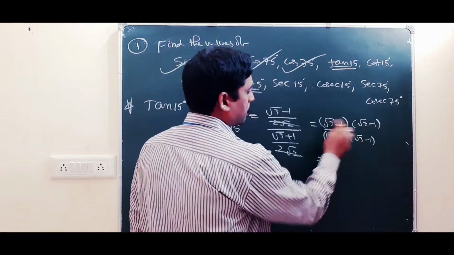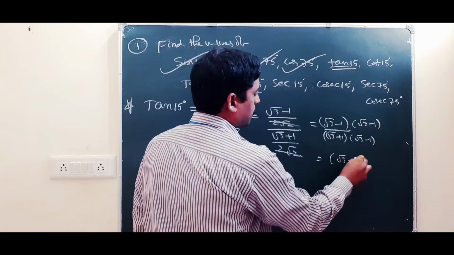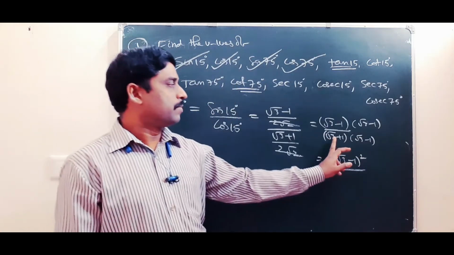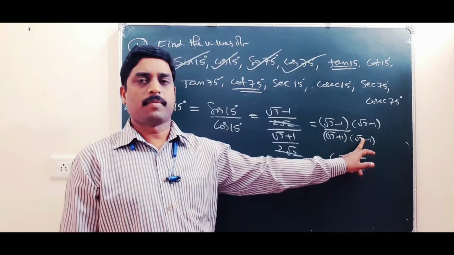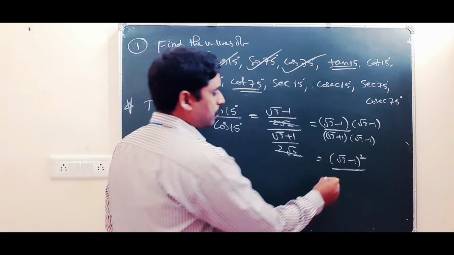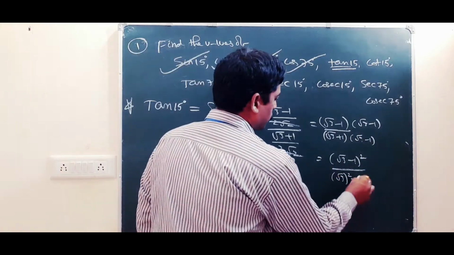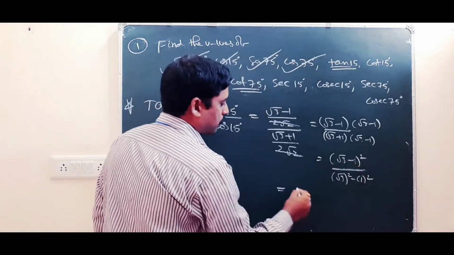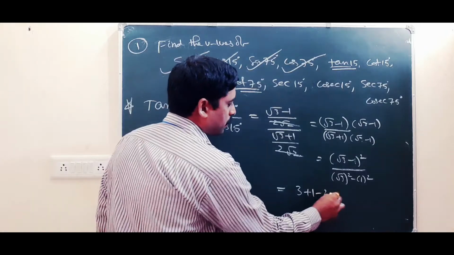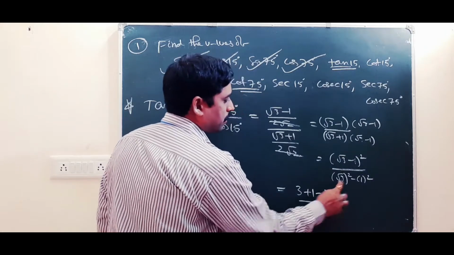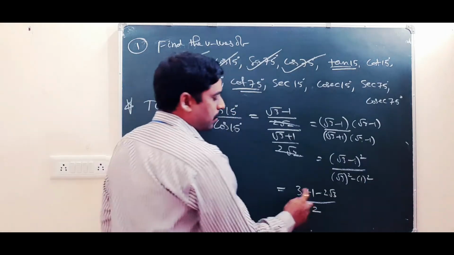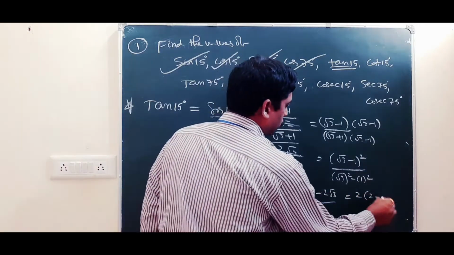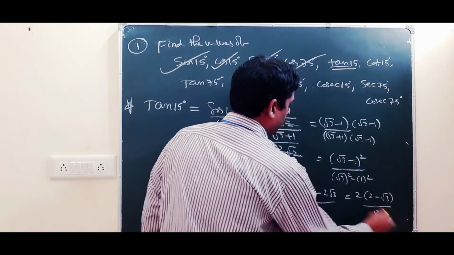In numerator, root 3 minus 1 into root 3 minus 1, root 3 minus 1 whole square. In denominator, by using a plus b into a minus b formula, a square minus b square, this will be root 3 whole square minus 1 square. Okay, in numerator write a minus b whole square, a square plus b square minus 2ab. The denominator value 3 minus 1 is 2. Okay, 3 plus 1 is 4, 4 minus 2 root 3 is 2, take out common. So 2 minus root 3 by 2.